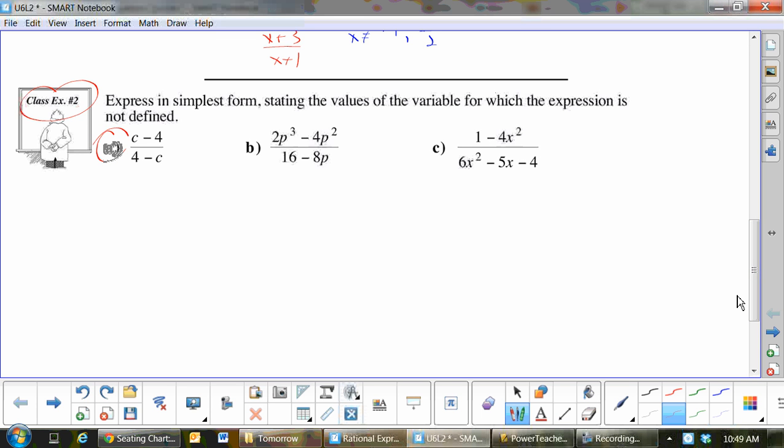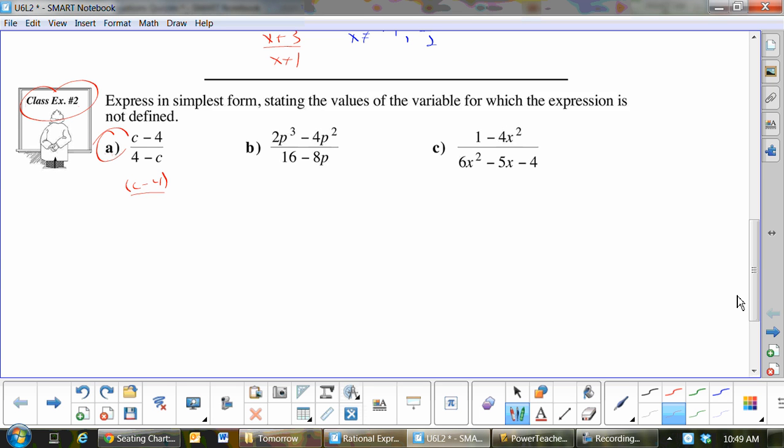But here's the cool thing. I'll leave the top the same, it doesn't matter. But if I can get the bottom looking like the top, I get to kill them. I get to cancel them.